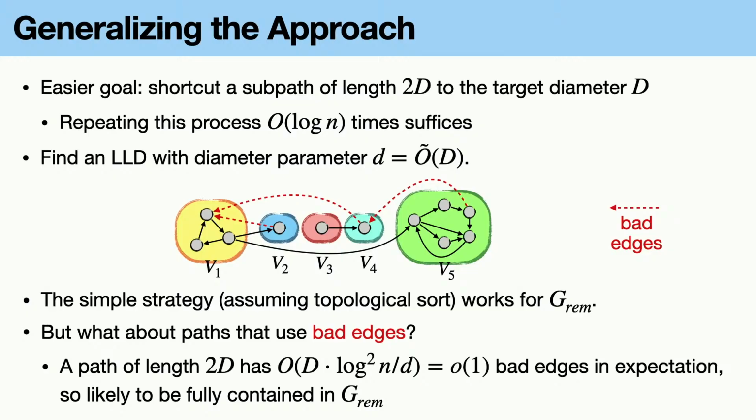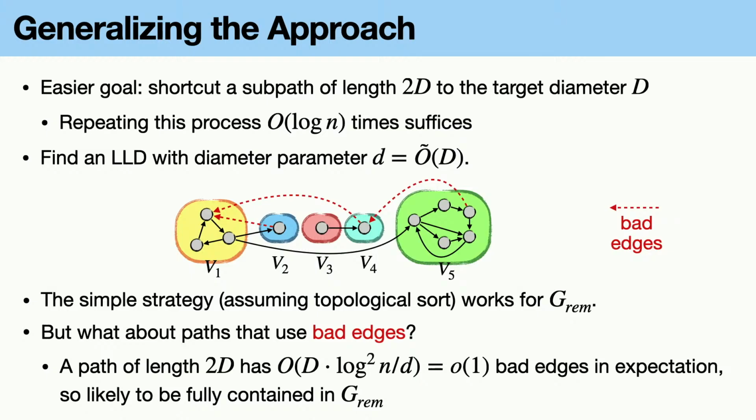So if there's less than one bad edge, that means that the path I'm trying to argue has been shortcutted is entirely in the black subgraph, which means we're already done. So I don't even do anything extra for the red edges. We're just going to be finished.